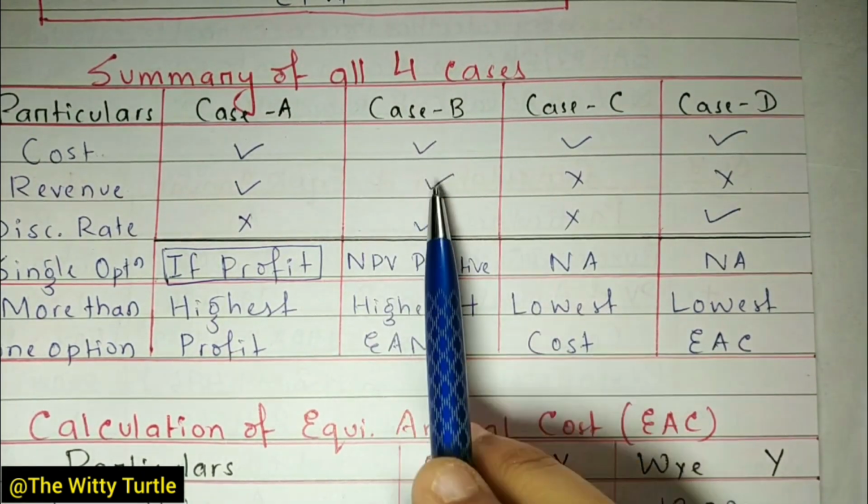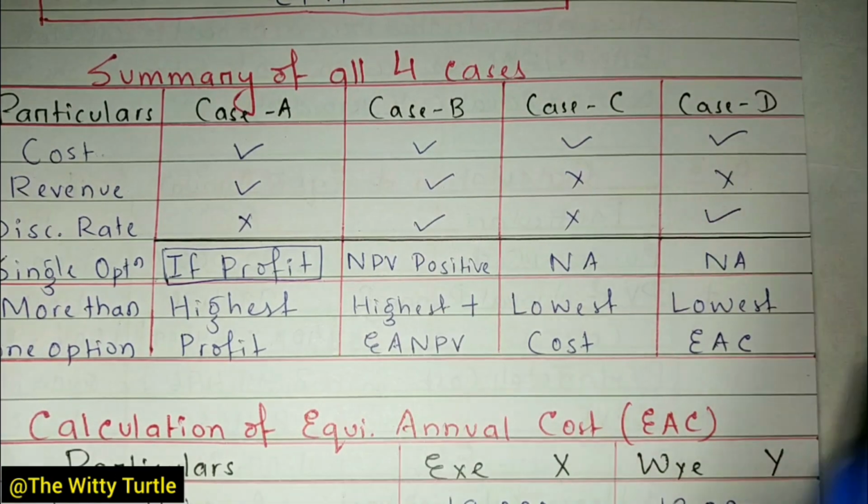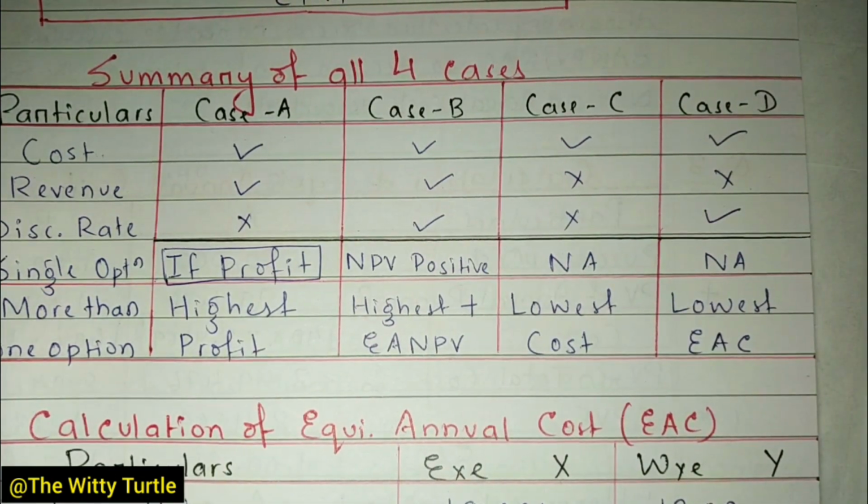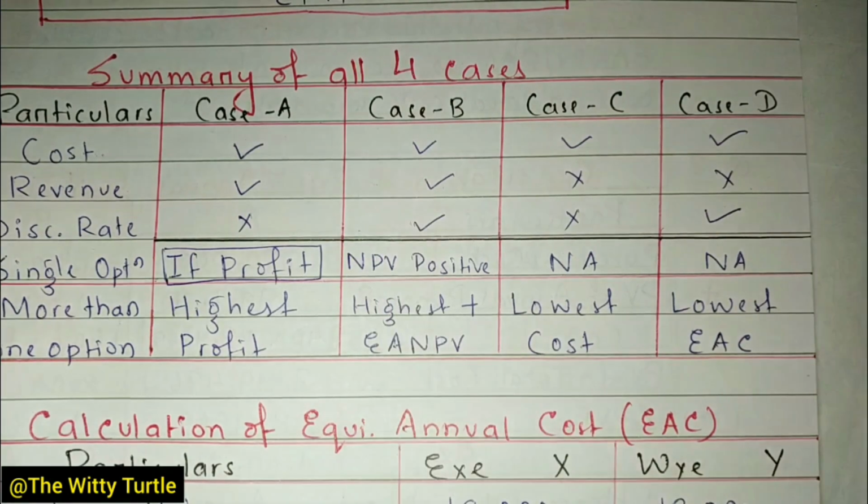The next case says when all the three parameters are given to you in the question. Cost is also given to you, revenue is also given to you, and discounting rate is also given to you. So why is there a discounting rate? Because in life cycle costing you are considering the future value of certain things, right? What will be the future value of this particular product? But you have to bring that future value to the present value, and as per the present value you have to take the decision, right?